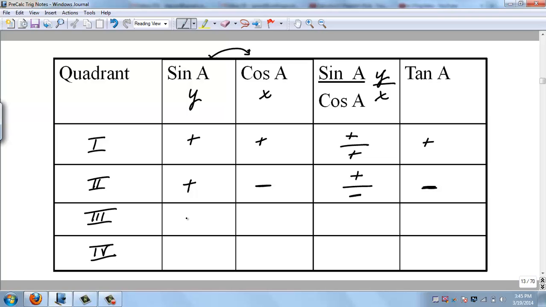In quadrant 3, sine is negative and cosine is negative, but if I divide a negative by a negative, I get a positive. And in quadrant 4, my y's are negative, my x's are positive, and a negative divided by a positive is negative. So again, quadrants 2 and 4 are negative, and 1 and 3 are positive, just like the slope of the line I showed you.